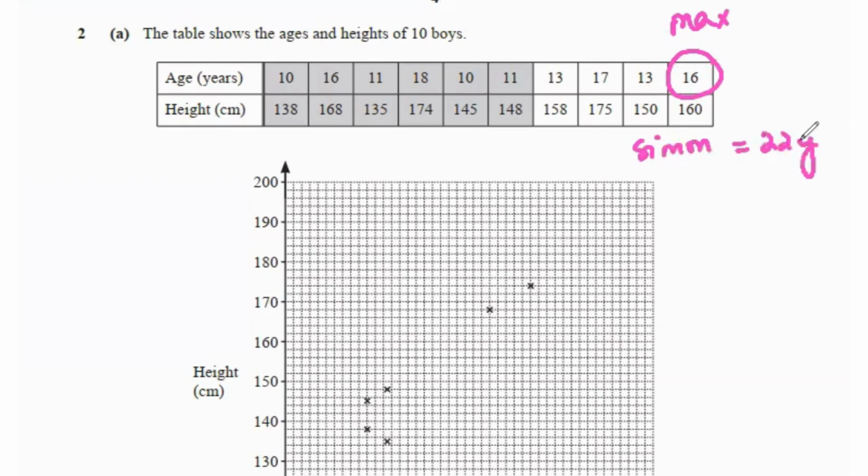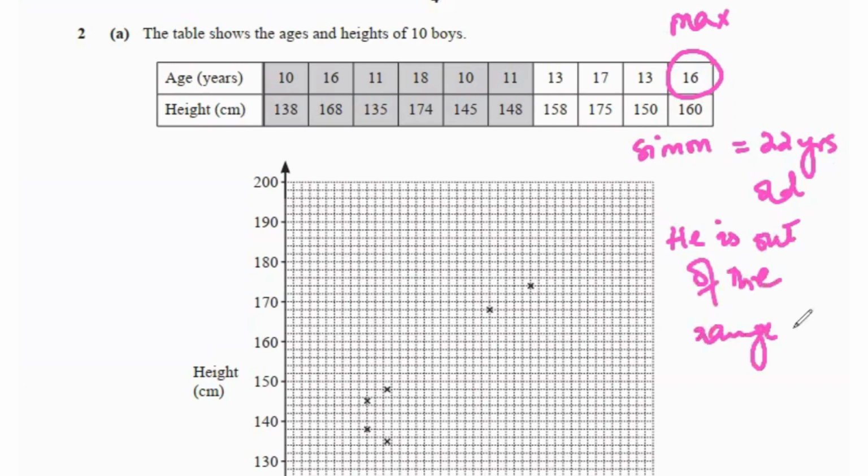22 years old, which means it can't be a part of this. Like you can't estimate the value from the graph because the maximum value we have is at 16. So he's out of the range. That's why you can't estimate Simon's height from this graph.